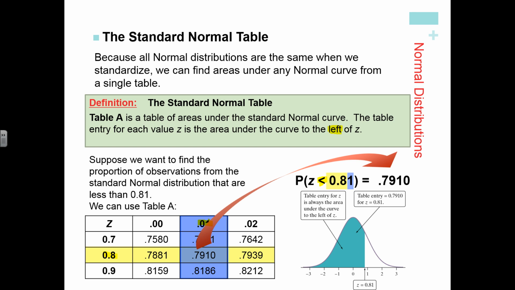In other words, how much area is under the curve that's less than 0.81? Well, 0.7910 would be my answer. If I drew it out, here's my 0.81 on the curve. I want to know everything that's less than it. It makes sense that it's a fairly big number, definitely greater than 50%, because it's beyond the halfway mark. So 0.7910 would be my final answer.